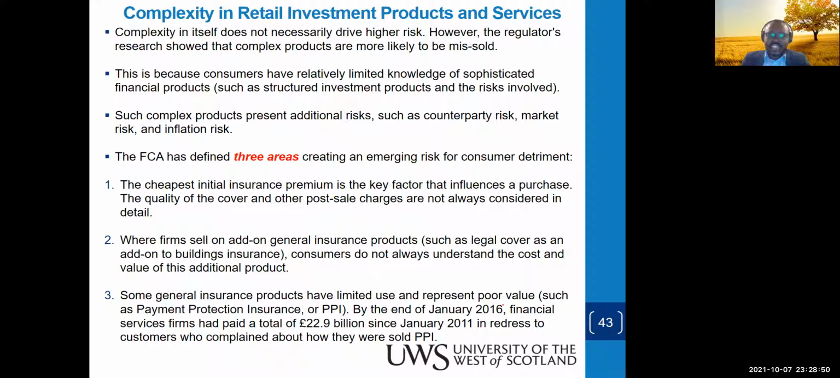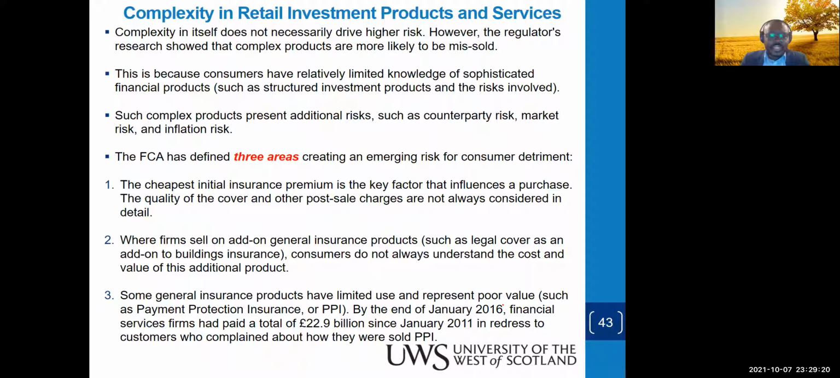So the FCA has defined three areas creating an emerging risk for consumer detriment. Okay, one, the cheapest initial insurance premium is the key factor. If the insurance premium is cheap, that's what will prompt me to go and buy a life insurance cover. The quality of the cover and other post sales are normally not important to me. Normally, I don't think I look at the price. This is something which affects us.